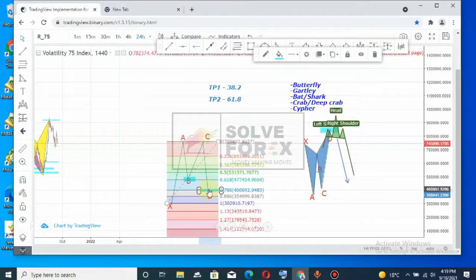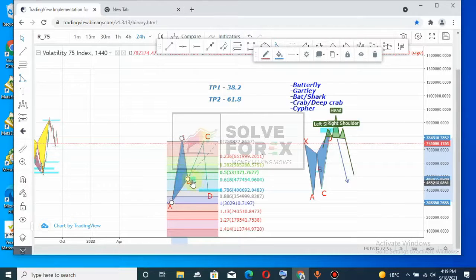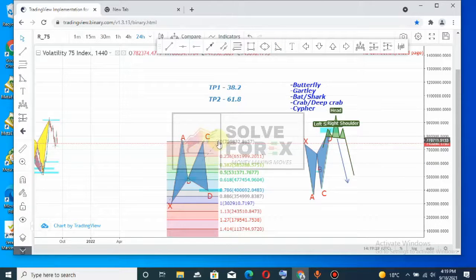As soon as it goes to D point, you take your triangle from point X to A to your apex, point B, 618. I said most important is B point and D point. Then you take another triangle to C point all the way to 786. That's your Gartley pattern.